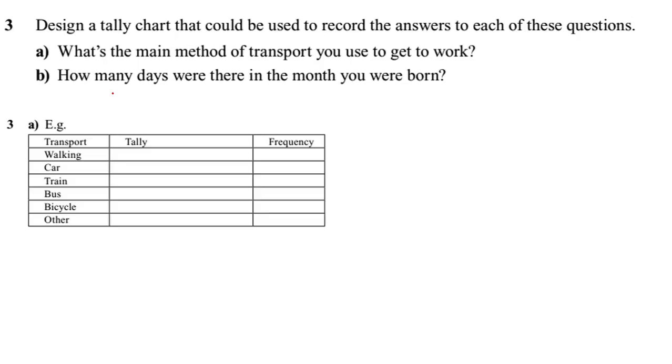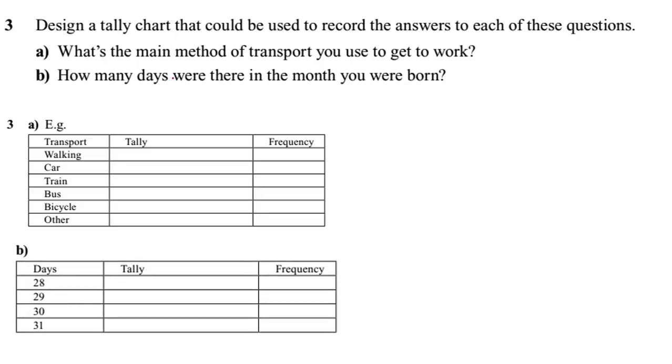Now for part B, it says how many days were there in the month you were born. The number of days in a month could not be less than 28. So February is always 28, and that's always the least. So you can't have 27. You can have 29, you can have 30, you can have 31, but you can't have anything more than 31. So don't have the row for other here. 31 is the highest number, 28 is the least number.